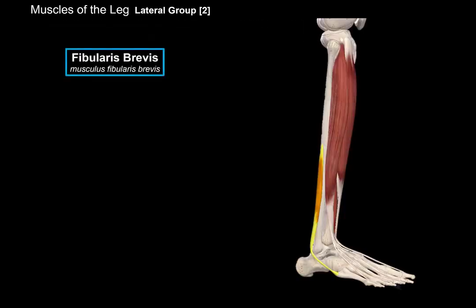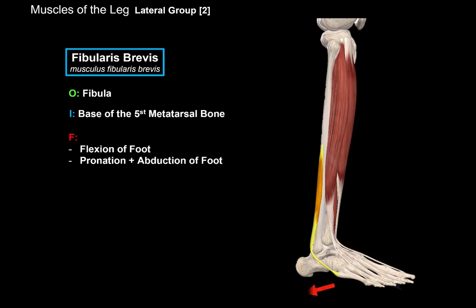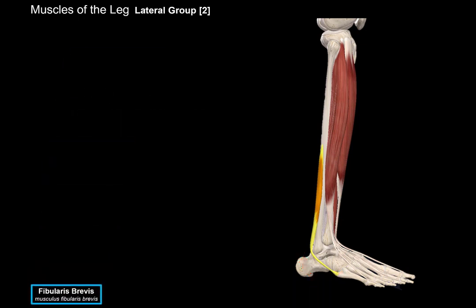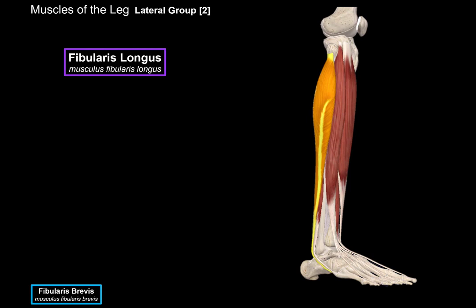Alright, so the first one is the fibularis brevis, which is this one. It originates from the lateral surface of the fibula and inserts at the base of the 5th metatarsal bone. Its function is flexion of the foot, as well as pronation and abduction of the foot. So that's this one. Next we have the fibularis longus, and the fibularis longus covers the whole lateral aspect of the leg.